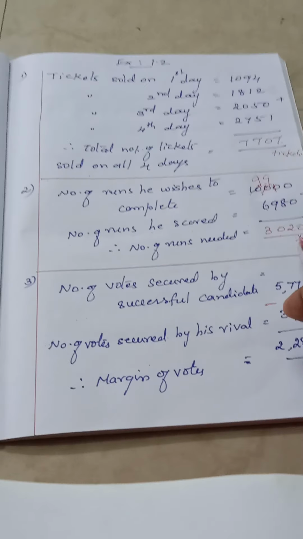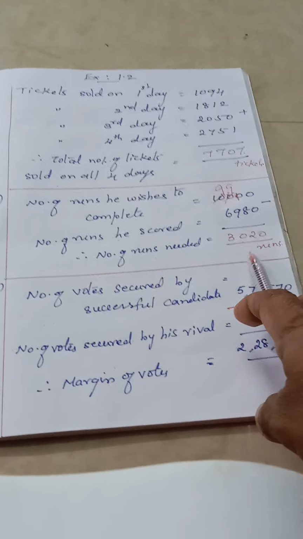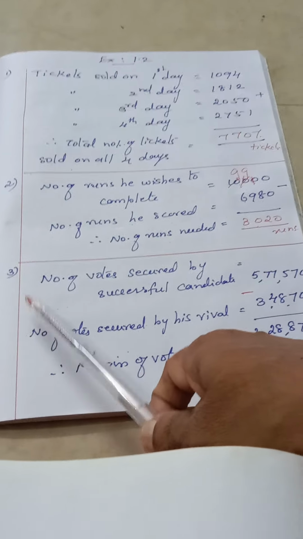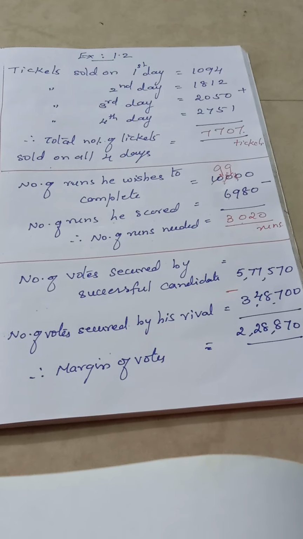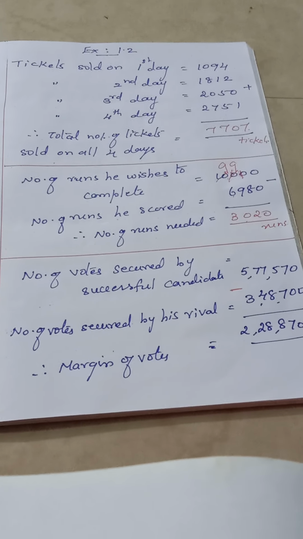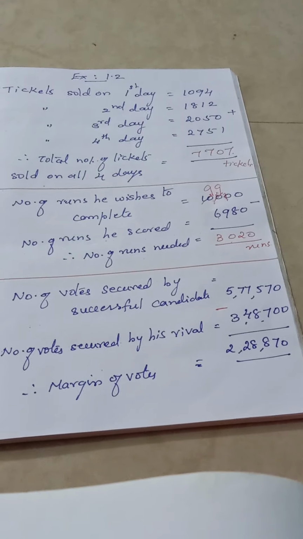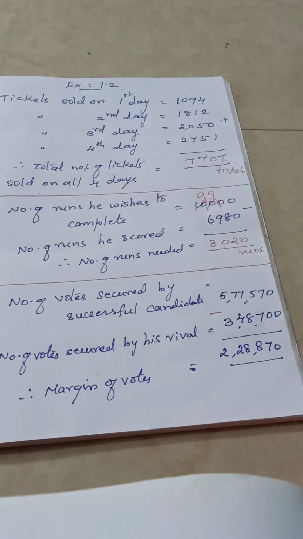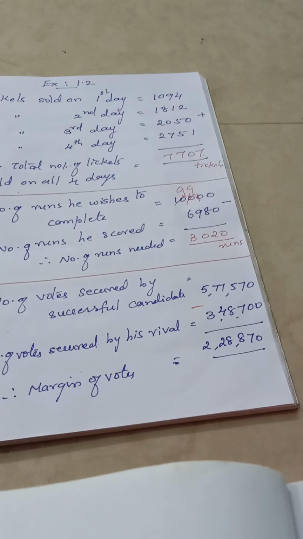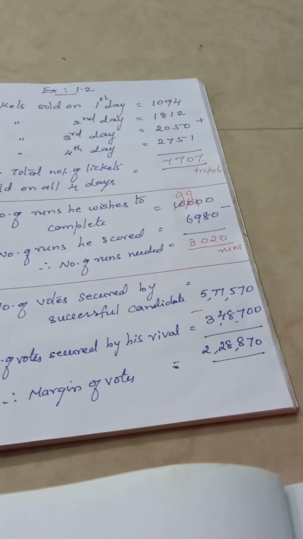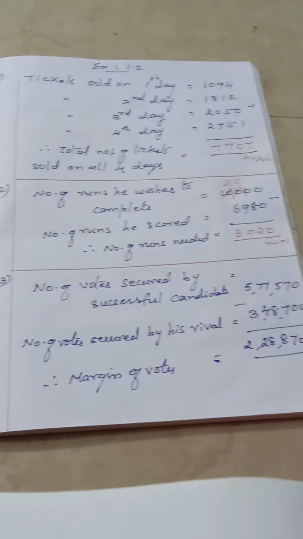Okay. Do you understand, children? Then can we go for the third one? What is the third problem they have given? In the third problem they have given that in an election, the successful candidate registered 5,77,500 votes and his rival scored 3,48,700 votes. By what margin did the successful candidate win the election?